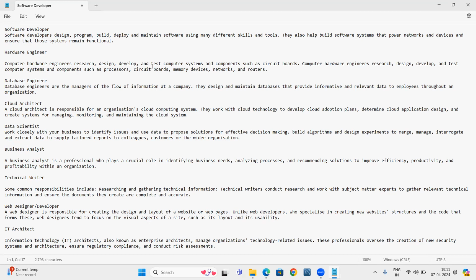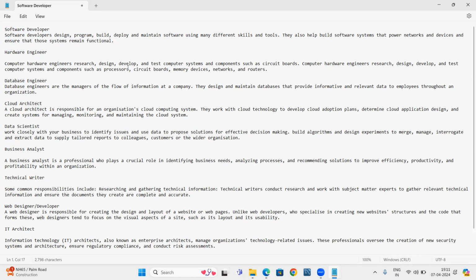Now is the role of hardware engineer. Computer hardware engineers research, design, develop, and test computer systems and components such as circuit boards. They are mainly responsible for the computer hardware part: processors, circuit boards, memory devices, networks, and routers. As you know, a computer has two parts, right? Software and hardware. So a hardware engineer mainly looks after the hardware part.